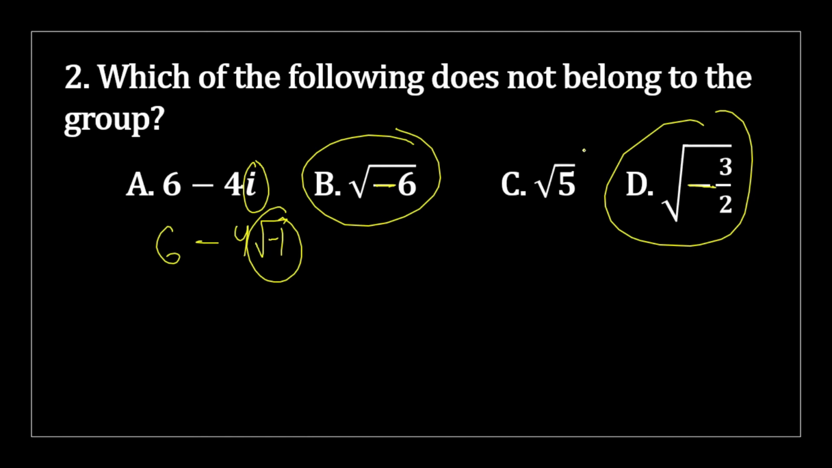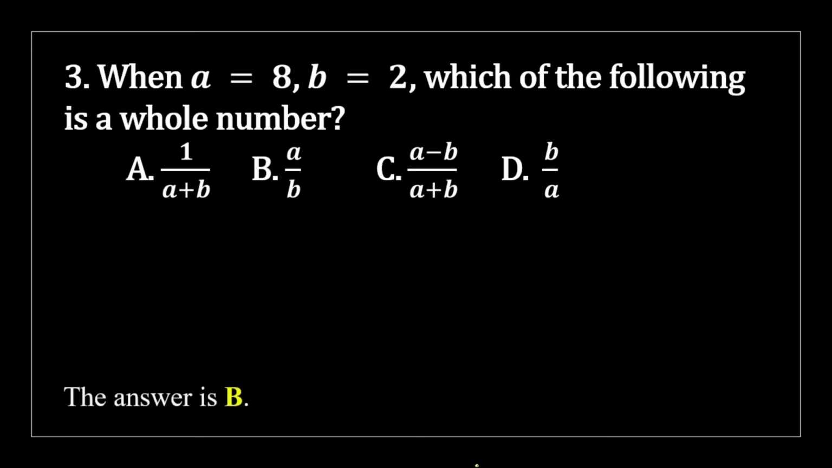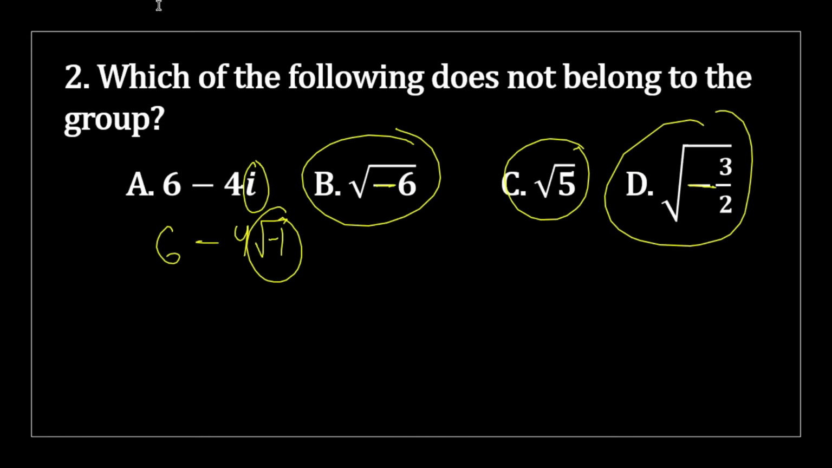Among the choices, letter C is the only number that is a real number, because it has a positive value inside the square root. So the correct answer here is letter C.